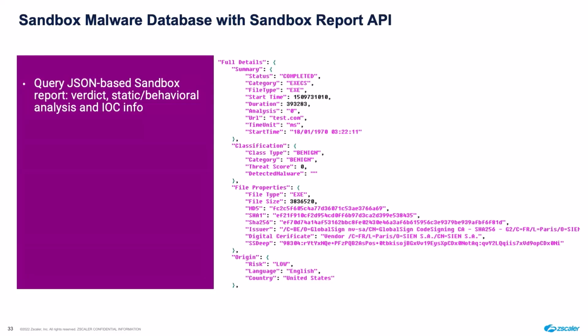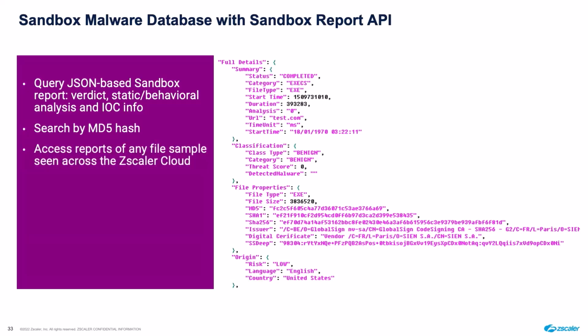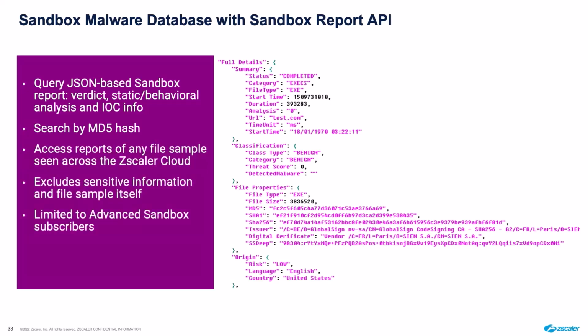You can search by MD5 hash, look across the different file types. That includes all of the information that you have about the file. So when the file was sent for analysis, how long did that analysis take? What was the URL for that file? What was the file type, the size, MD5, SHA-1, SHA-256 signatures, information about the digital signature of that file, and then where that file came from. And again, there are rate limits for this API to restrict the number of transactions that can be made per day.